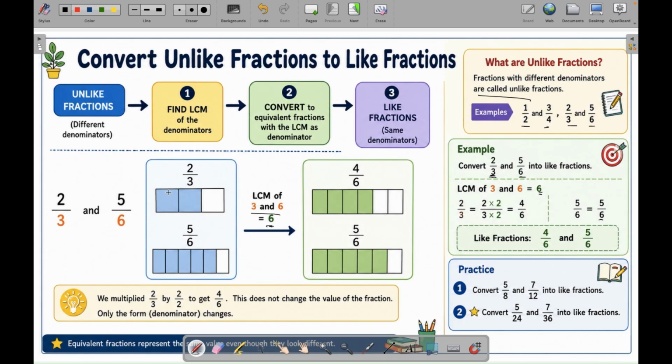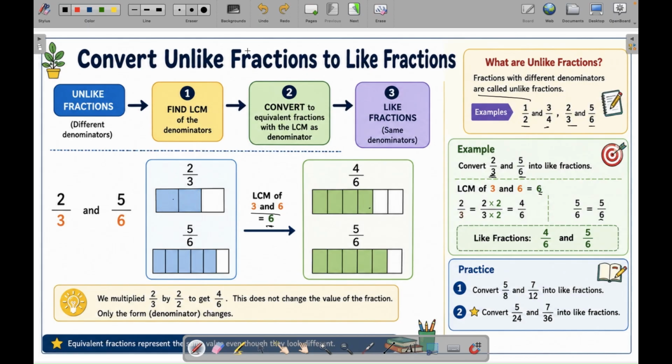Now we divide this figure into 6 parts. Initially it had 3 parts, so we divide this figure into 6 parts. So 1, 2, 3, 4, 5, 6. So we got 6 parts. Initially 2 of the 3 parts were shaded. Now 4 of the 6 parts are shaded, because what we have done is we have divided it like this.